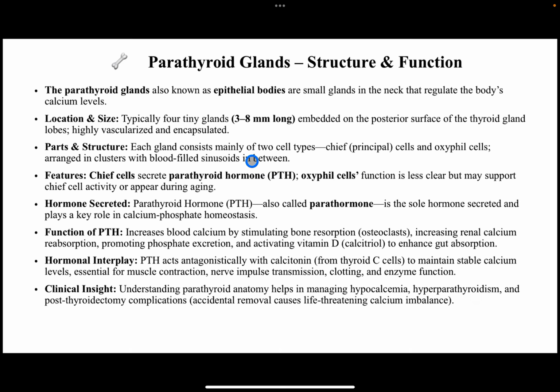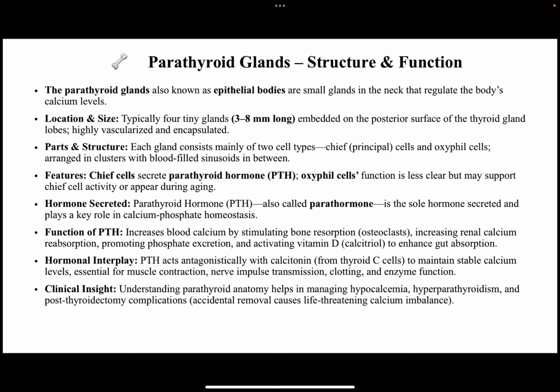Now, each of these glands consists of 2 cell types. We have the chief cells, which are the principal cells, and then we have the oxyphil cells. They are arranged in clusters with blood-filled sinuses in between these cells. So basically we have 2 main types of cells in this parathyroid gland: the chief cells, which you can also call the principal cells of the parathyroid gland, and the oxyphil cells.